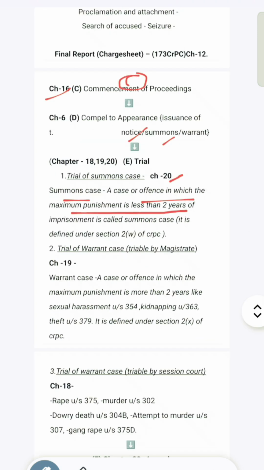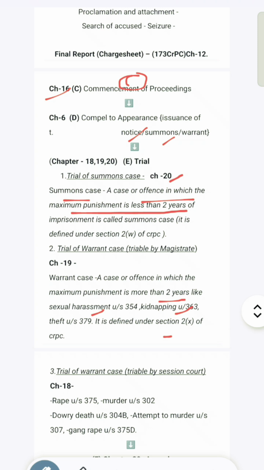Second is trial of warrant case by a magistrate, which is discussed in chapter 19. Before that, we have to know what a warrant case is. A case or offense in which the maximum punishment is more than 2 years is called a warrant case, like sexual harassment under section 354, kidnapping under section 363, theft under section 379. The warrant case is defined under section 2(x) of the CrPC.